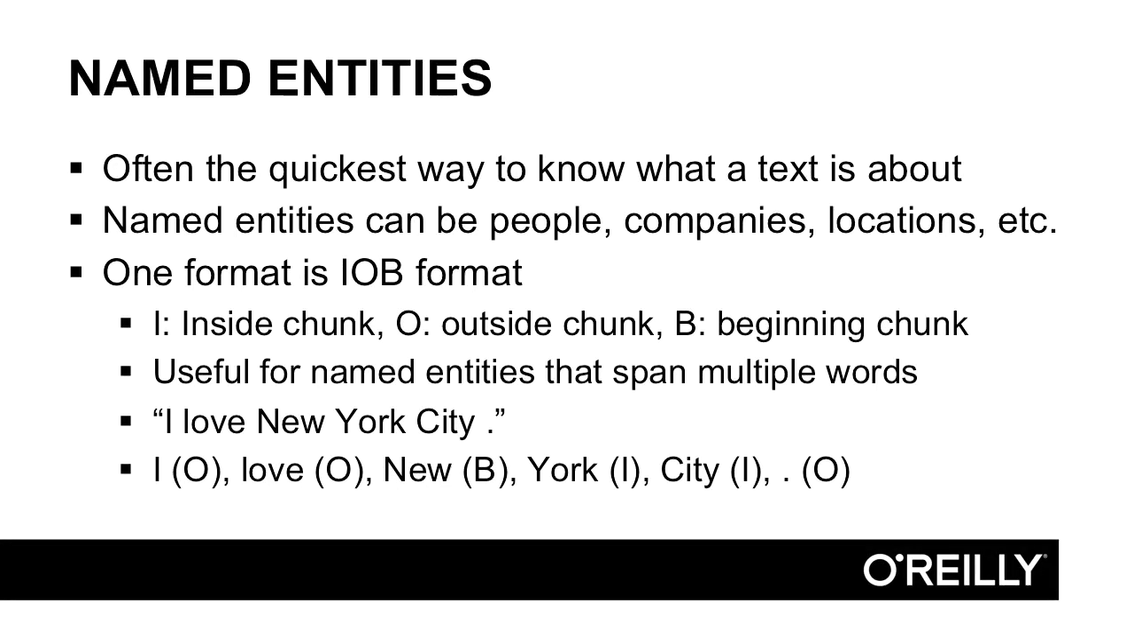In this video, we're going to look at named entity recognition. Named entities is often the quickest way to get to know what a text is about. Named entities can be people, companies, locations. And so one format you'll often see these in is something called IOB format.